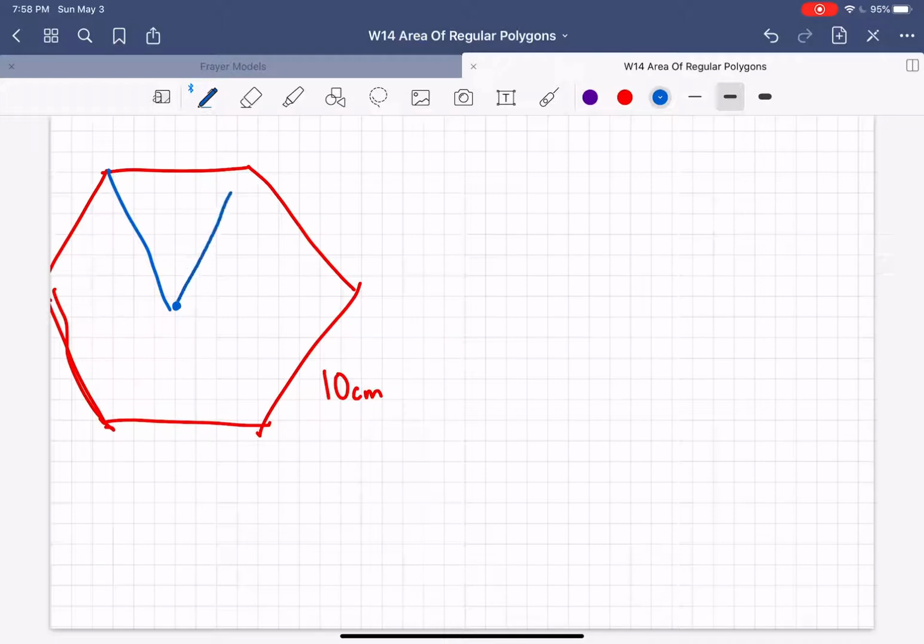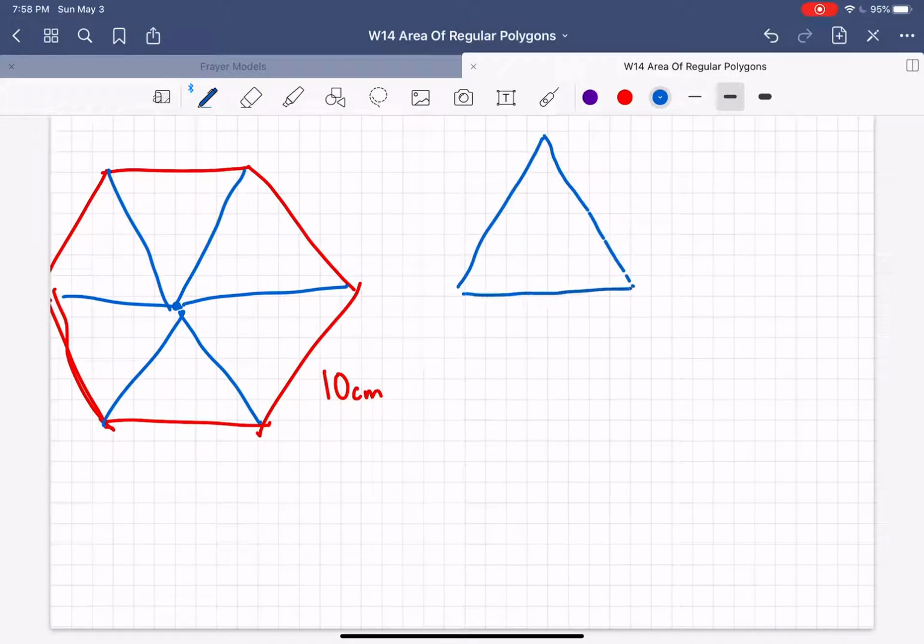If we have a hexagon, that means we have 6 equal triangles, and each base is 10. So we have 6 triangles, each with a base of 10. So let's draw that triangle. Base of 10. But what we need to do is try to break this down even further to some triangles that we could figure out something about.